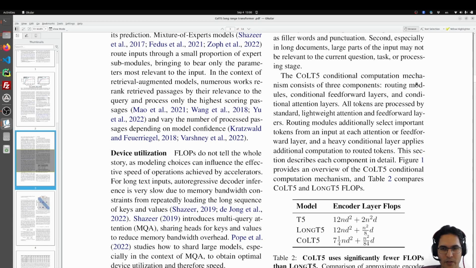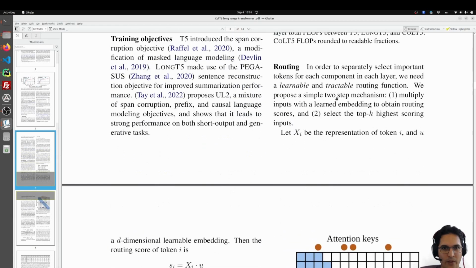The conditional computation mechanism consists of three components: a routing module, conditional feedforward, and conditional attention. All tokens are processed by a standard lightweight attention and feedforward layer. The routing module additionally selects important tokens from an input at each attention or feedforward layer, and a heavy conditional layer applies additional computation to the routed tokens. So let's go to the routing.